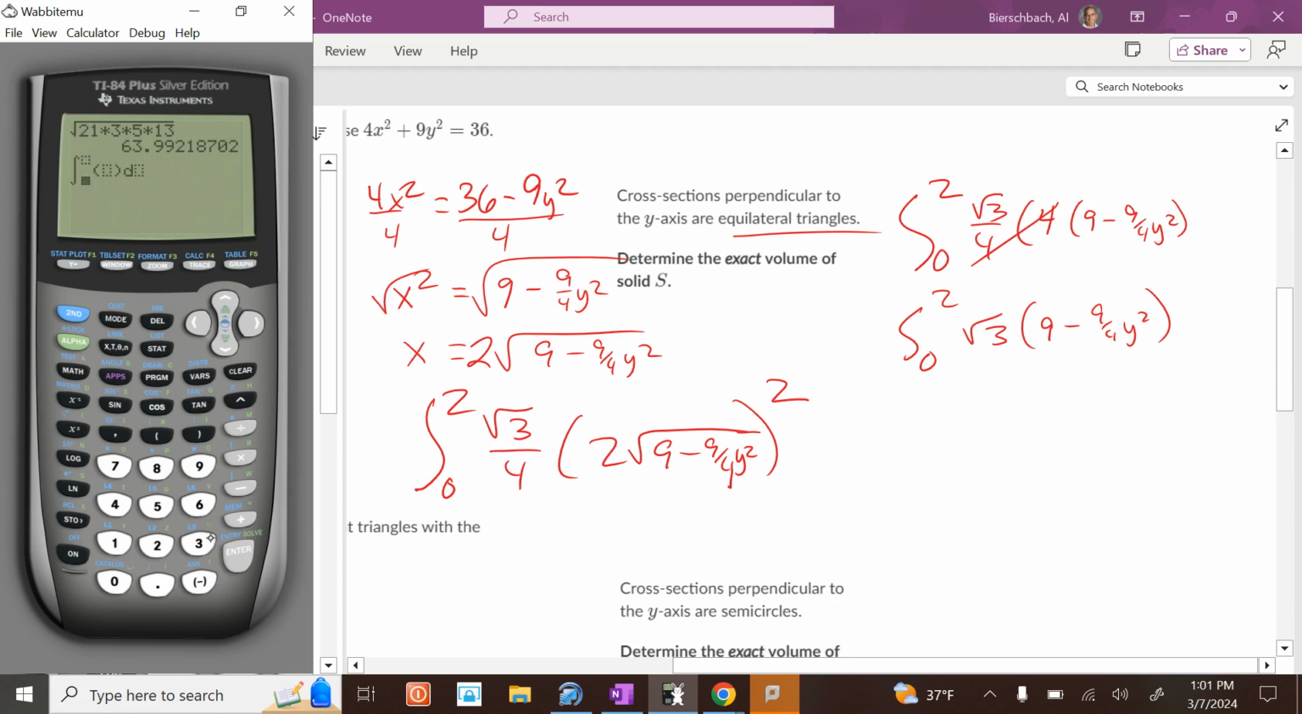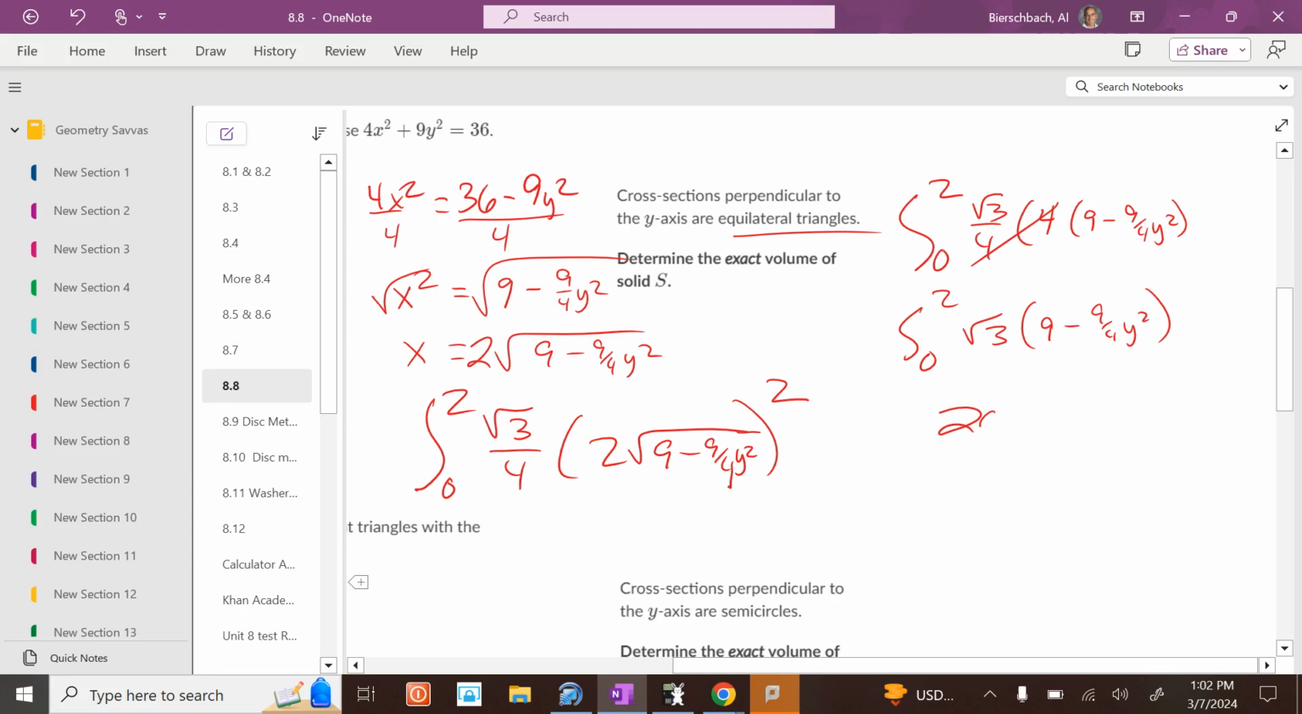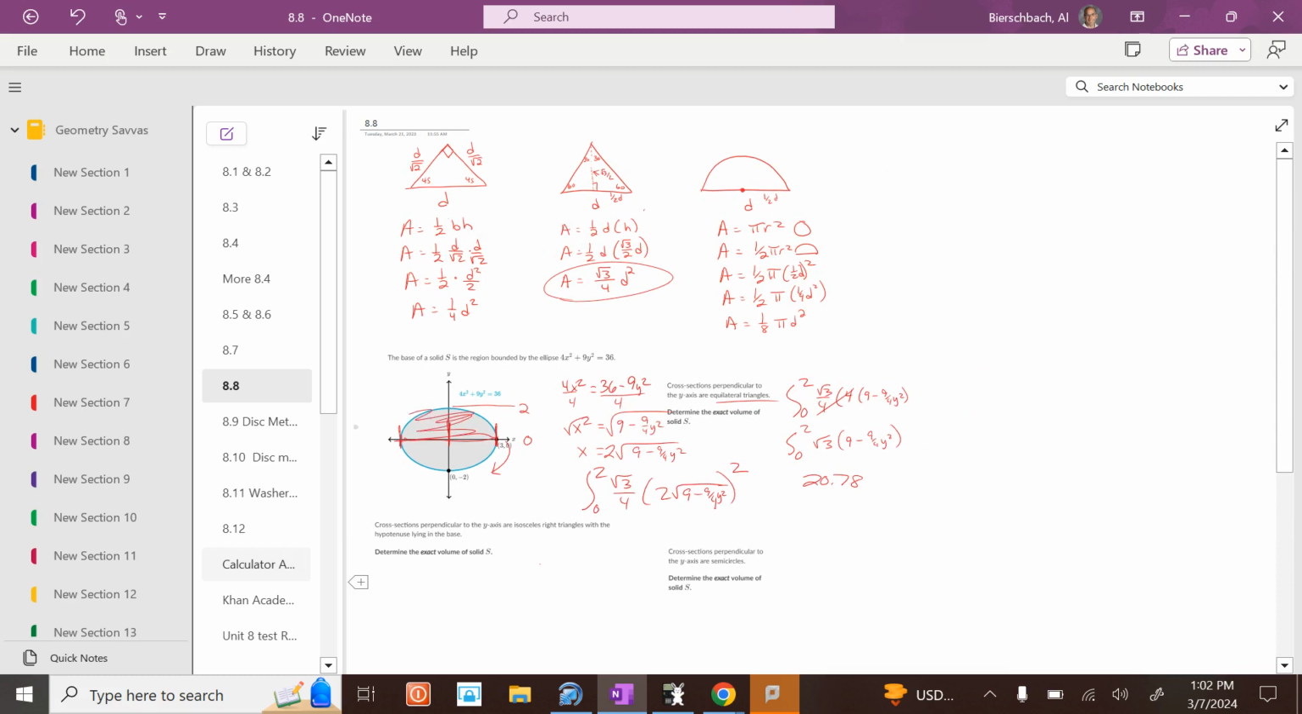Math 9 from 0 to 2 of the square root of 3 times 9 minus 9/4 y squared. And then obviously the calculator has to have x instead of y. It'll still give you the right answer. So this is 20.78, and that's just for from here to here going this way. Then we need the bottom half too, so we multiply by 2. So it's 41.56.